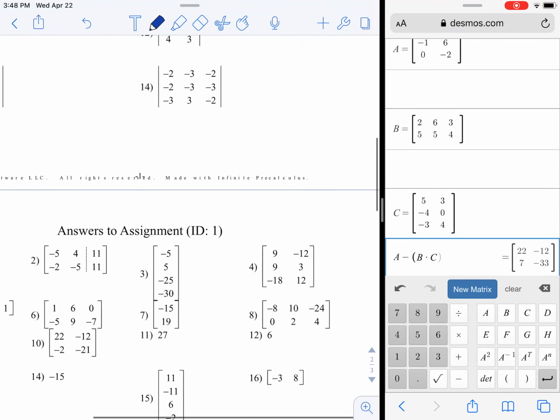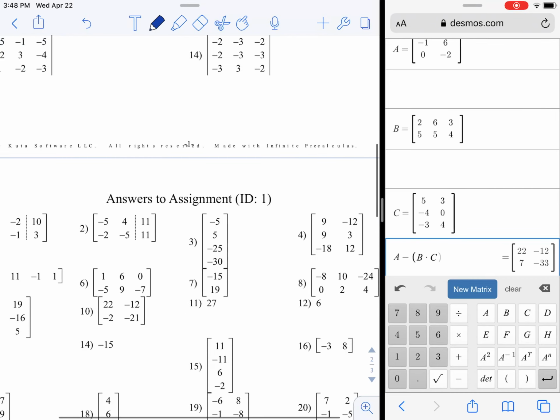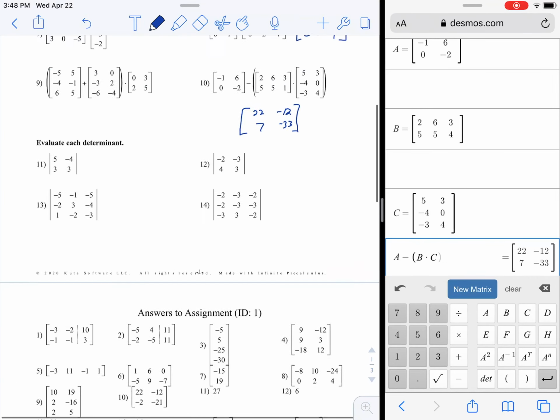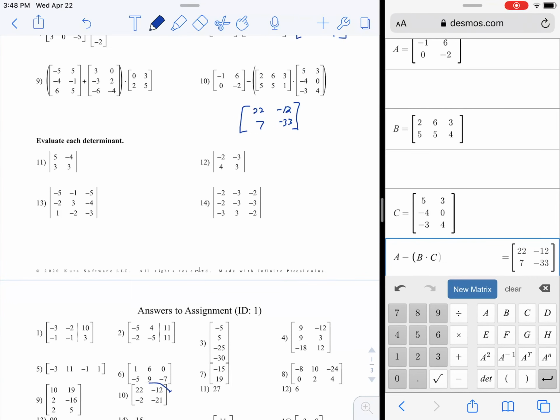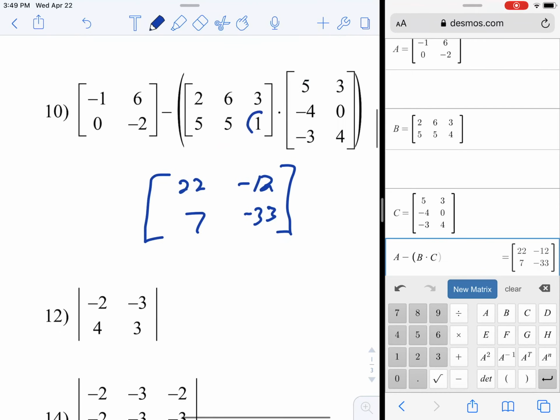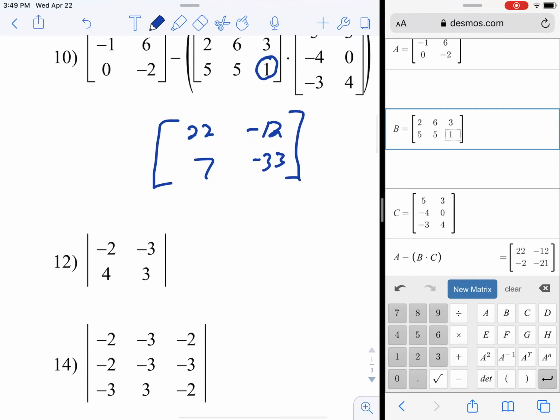And check number 10. Oh no, that is not right. Well, seeing how I overdid, oh, I see my mistake. You see that 1 right there? For some reason I have a 4. I'm going to change that to a 1. And then that changes my final answer.